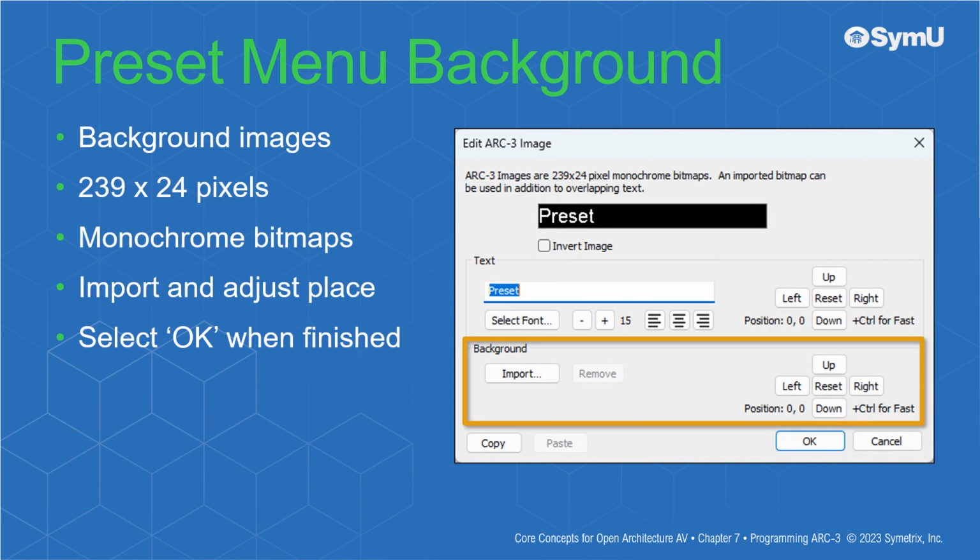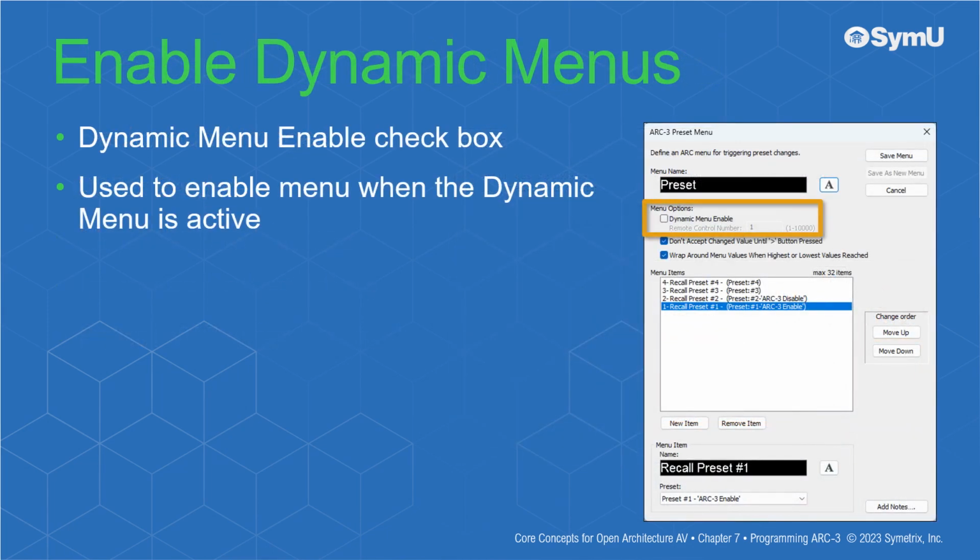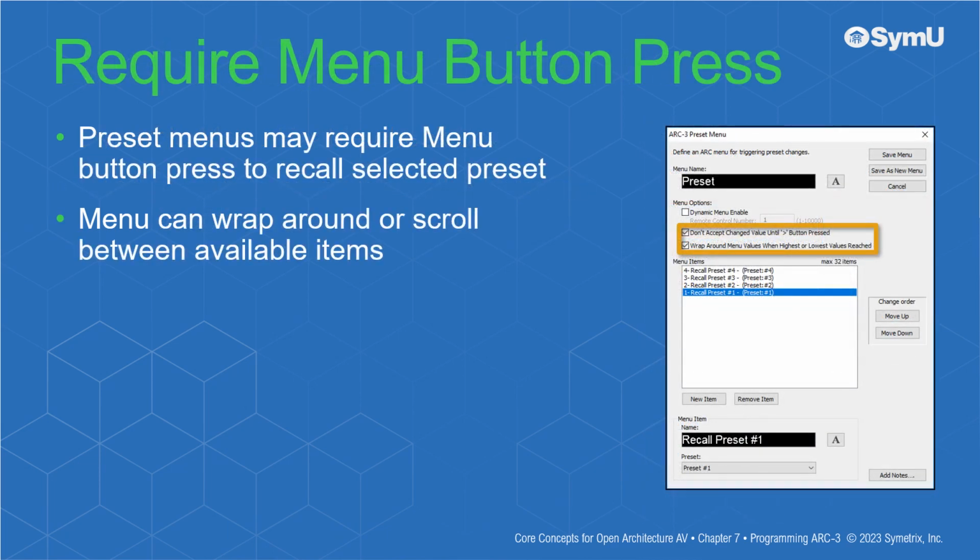Background images of 239 by 24 pixel monochrome bitmaps can also be used. They are imported, and the placement adjusted, from this window. Select OK when finished. Dynamic Menu Enable checkbox is used to enable the menu when the dynamic menu is active. Preset menus can also be set to require a menu button press to recall the selected preset, and the menu can be programmed to wrap around or scroll between the available items.